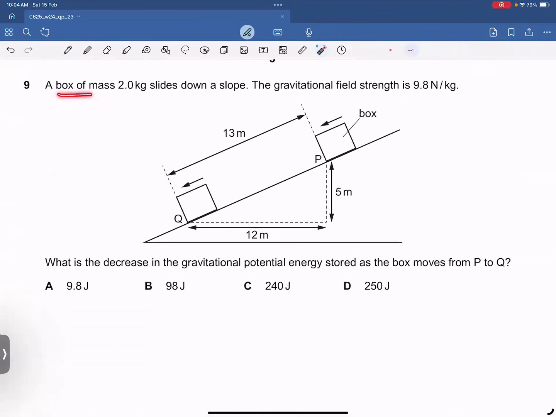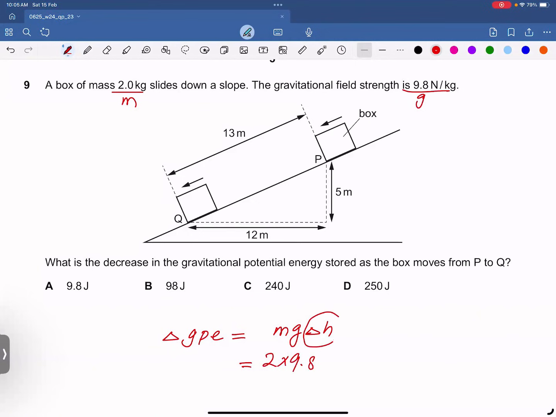A box of mass 2 kilograms slides down the slope. The g is 9.8. What is decrease in GPE, gravitational potential energy, stored as box moves from P to Q? Dear students, gravitational potential energy, when you talk about mgh, so change in GPE is change in height. Mass, they gave you, it is 2. g, you already know, 9.8. 2 times 9.8. Now this height, h, has to be vertical height. So vertical height, you can see it is 0.5. So the answer is 9.8 joules. The right option is B. We proceed to the next question, number 10.